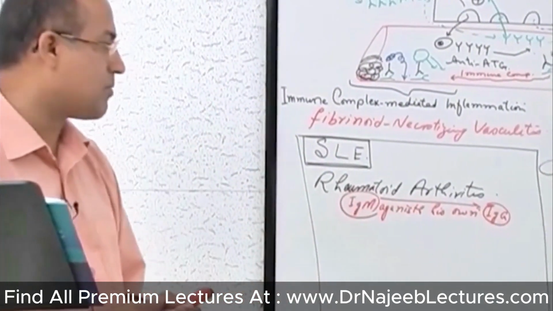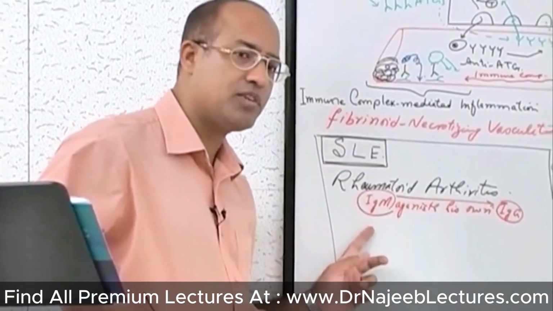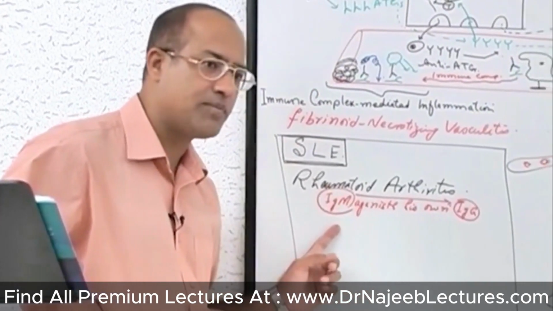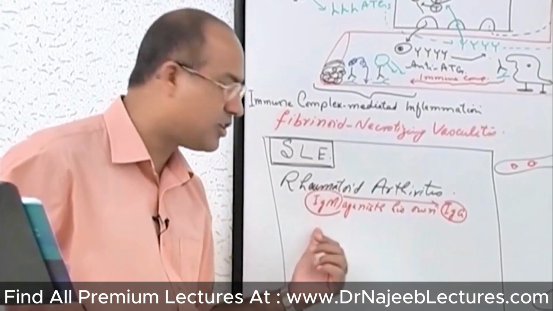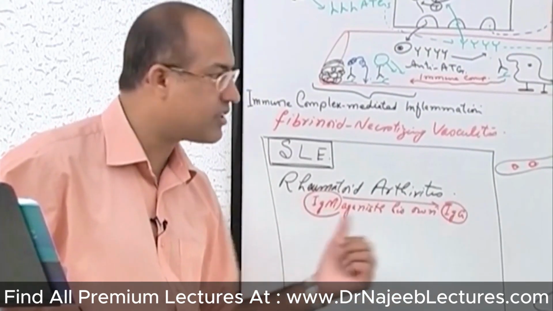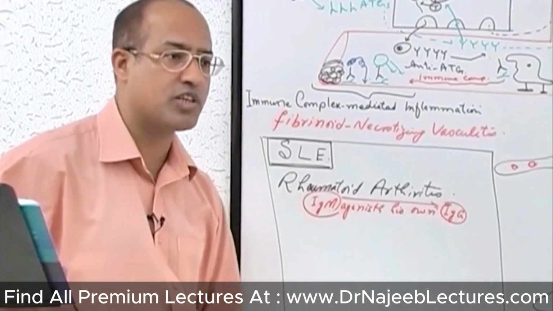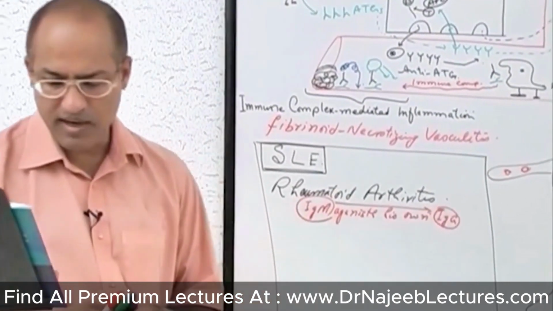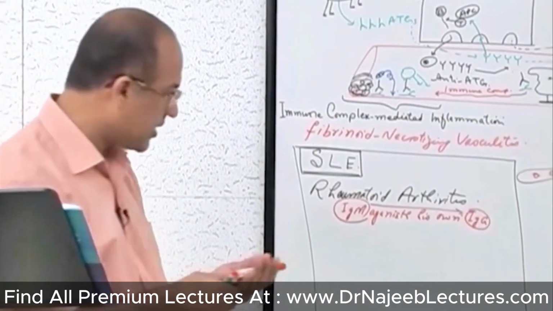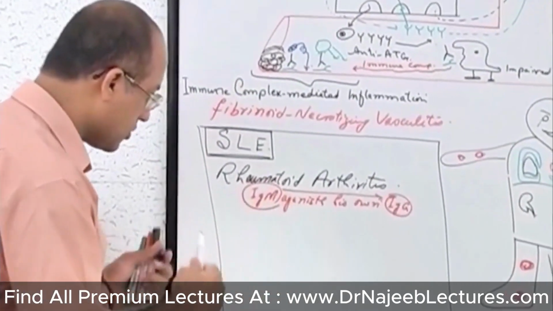So this is another example where the patient has developed IgM against his own IgG, and IgG is acting as an antigen and IgM is acting as antibody, and antigen-antibody complexes are found in circulation and deposited into multiple tissues in case of rheumatoid arthritis. Then another example is polyarthritis nodosa.